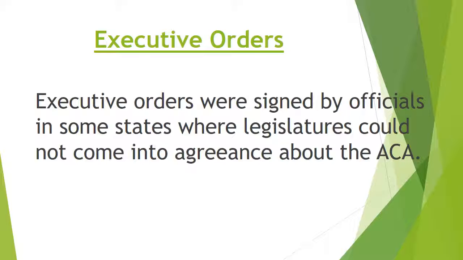Executive orders were signed by officials in some states where legislators could not come into agreement on the ACA. States such as New York and Rhode Island were not able to overcome a divided legislature and required an executive order to move forward. Rhode Island politicians failed to agree on legislation. Executive orders were signed by the governors to move forward with implementation, although all weren't in agreement.